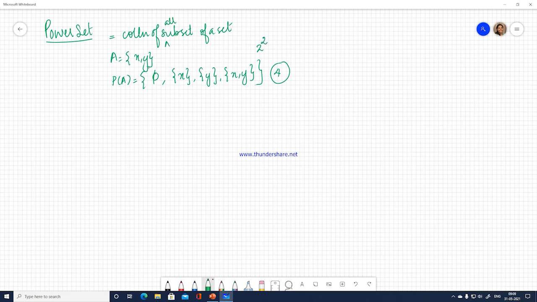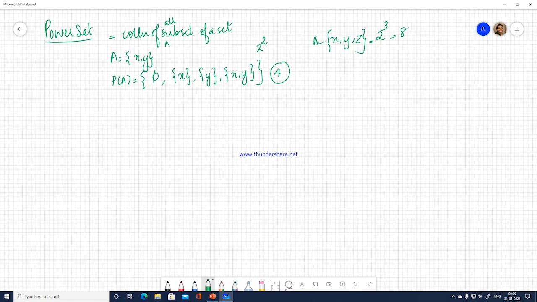So the power set size can be calculated as 2 raised to n. We have 2 elements, so it will be 2 raised to 2. If we have X, Y and Z, then the power set will be 2 raised to 3, that is 8. So this is how we consider the power set.